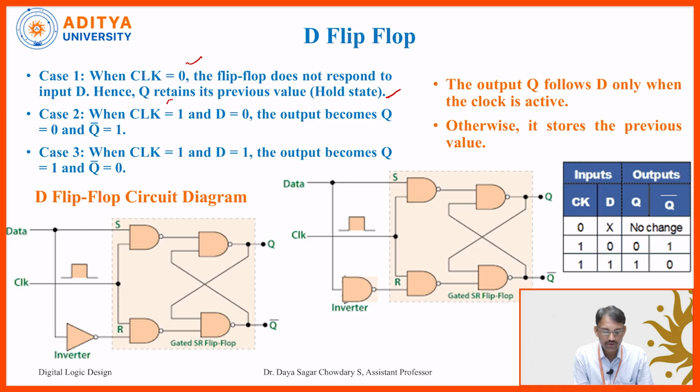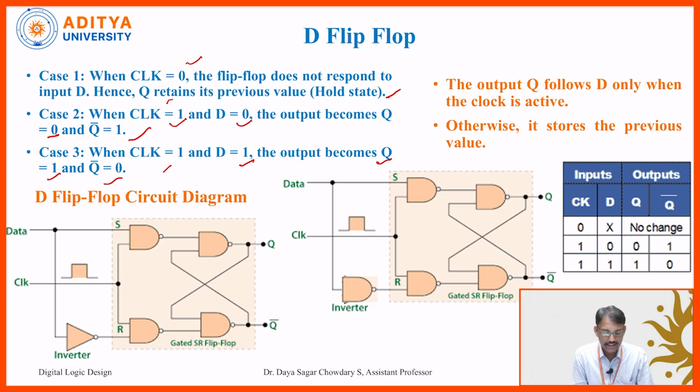Now case 2: when the clock signal is high and D is equal to 0, the output Q is 0. Q is nothing but our output. If Q is 0, Q bar, as we already know, is quite opposite, that is 1. Now case 3: when the clock signal is high and D is equal to 1, our output Q becomes 1, and as usual Q bar is equal to 0. So this is the simple characteristic table explained through sentences.